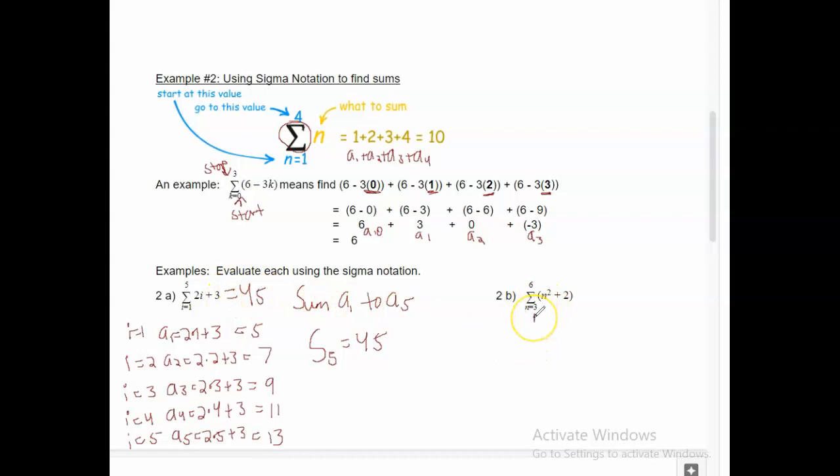So here I'm starting at 3 and I'm stopping at 6. So I need to have n equals 3, n equals 4, n equals 5, and n equals 6. So 3 squared plus 2, 4 squared plus 2.